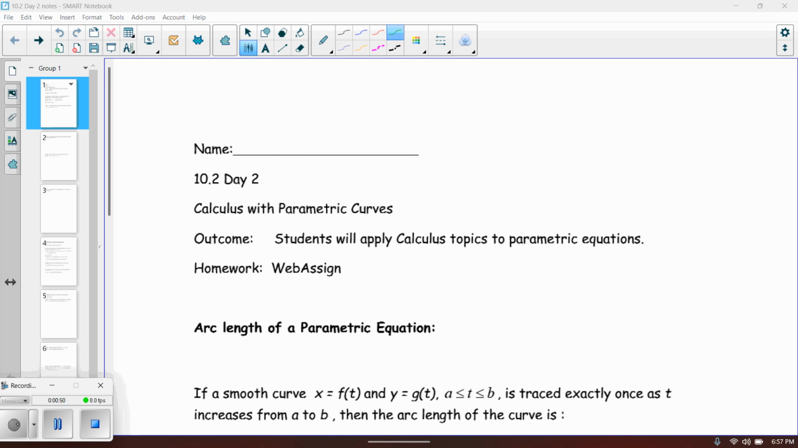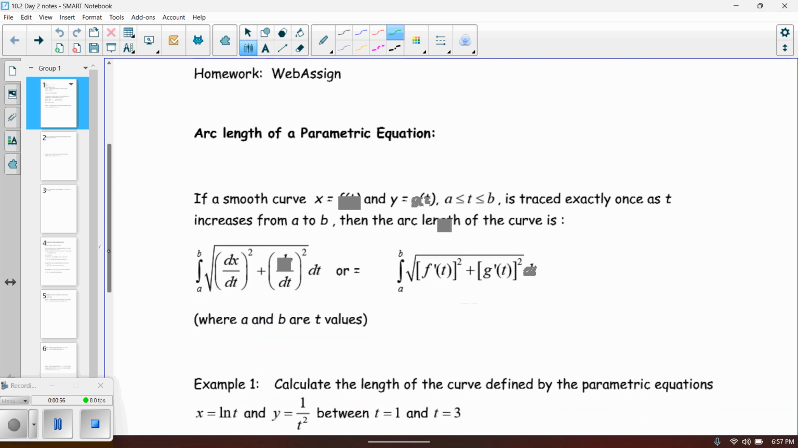All right, so we've learned about arc length when it came to the Cartesian or rectangular plane. And the arc length was basically defined by breaking up a curve into very, very, very small linear segments and then adding up all those linear segments. Well, it's really the same idea in parametrics.